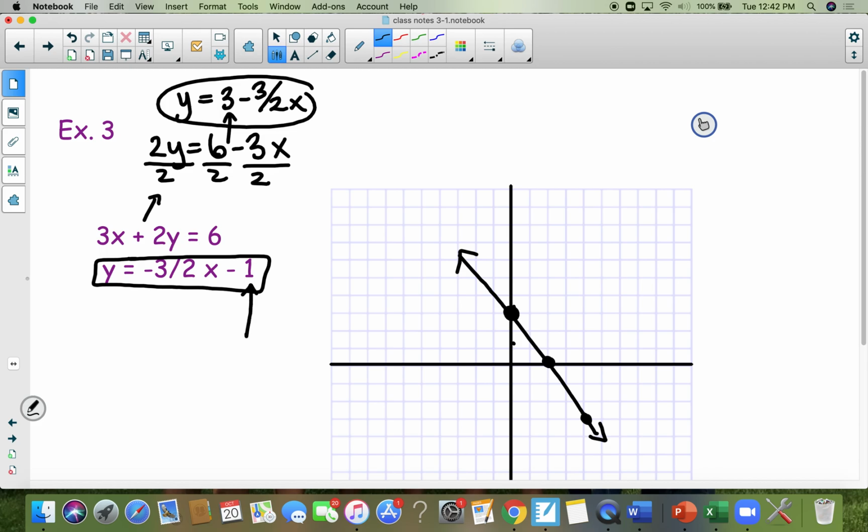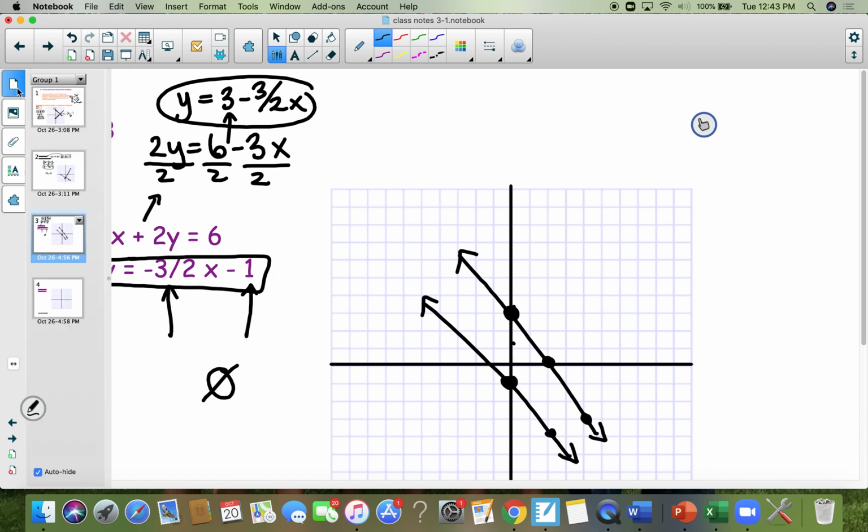I put my first dot at a -1, and I go down 3 and over 2. Do you notice that these lines are parallel? Parallel lines never meet. There's going to be no solution for this problem because they'll never intersect with each other.